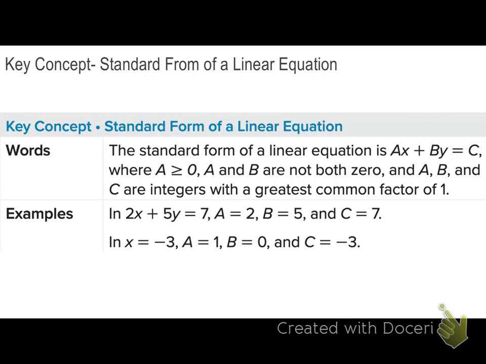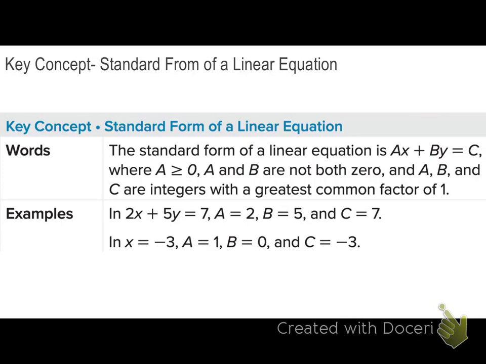So, 2x plus 5y equals 7. That's in standard form because x and y are on the left and my constant is on the right. Let's check the conditions. What's my a value? 2. What's my b value? 5. What's my c value? 7. Is my a value greater than or equal to 0? Yes. It is.